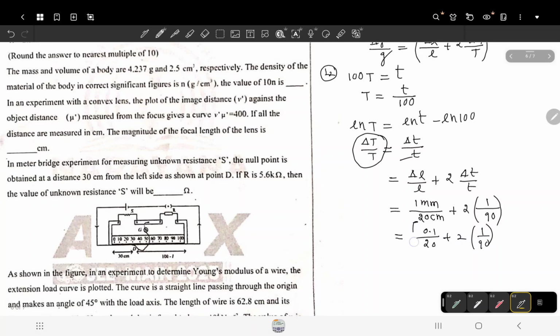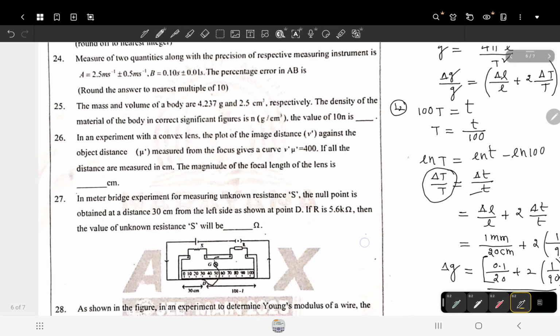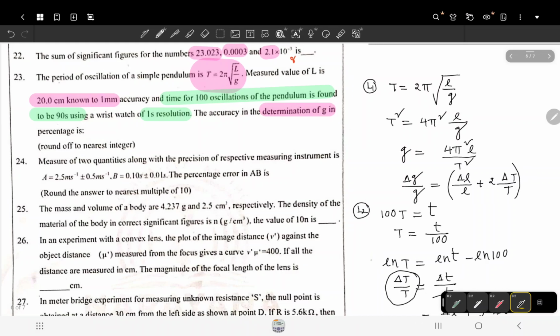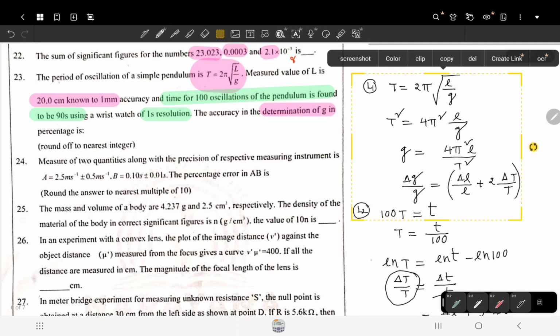And you have to calculate delta g only. So delta g is equal to this into g, right? That's the answer. Do this calculation and you'll get the answer. That's for question number 23. Hope that's clear for everyone, right? Let me clear.